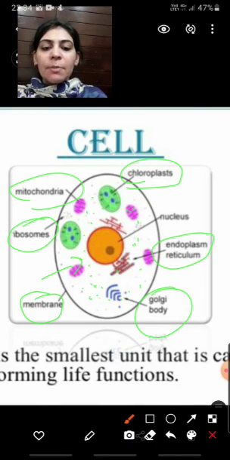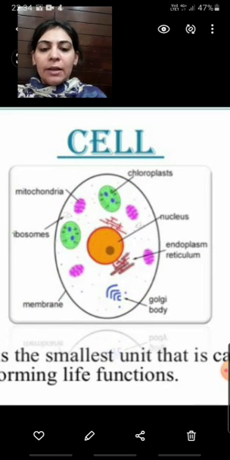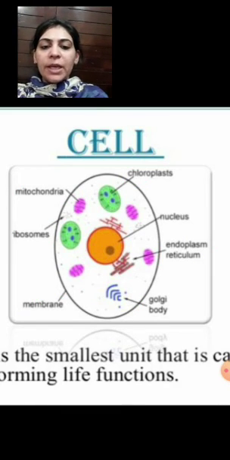We will discuss these cell organelles in detail in the next video. Further, we will continue our topic in the next video.